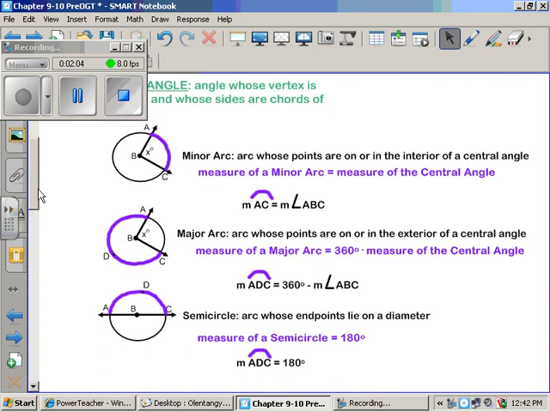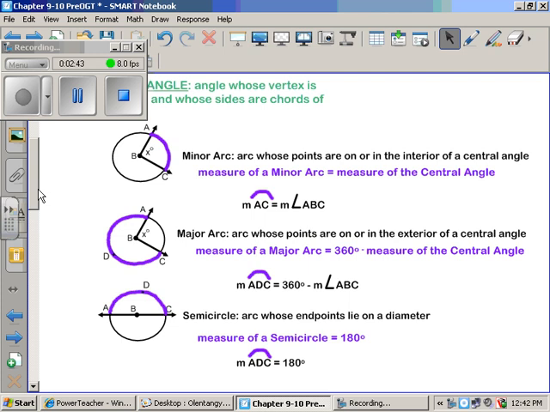All right. Then we've got major arcs, minor arcs, and semicircles. The minor arc is the arc that is intercepted by the central angle. So this piece here is the minor arc. The major arc is the rest of the circle that's left. Officially, the minor arc is the arc whose points are on the interior of the angle, and the major arc is the points on the circle that are on the exterior of the angle.